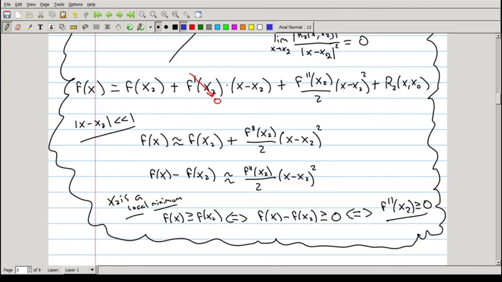Oops, and I just realized I have two small typos here. I'm super sorry about that. This should be x2, because the remainder term in the Taylor series depends on the point of expansion, which in this case is x2 and x, the point that we're evaluating the series at. And then also this should be a strict inequality right here from the second derivative test in 1D. Sorry about that.